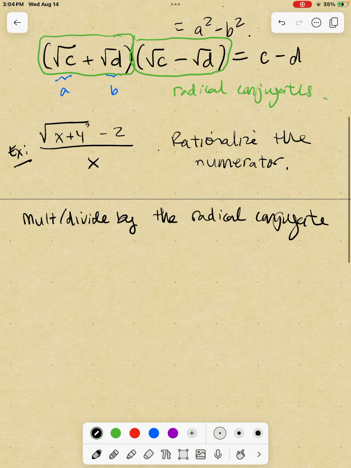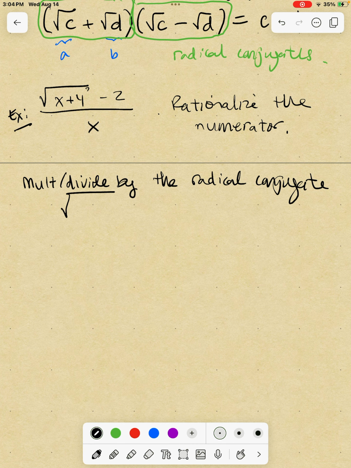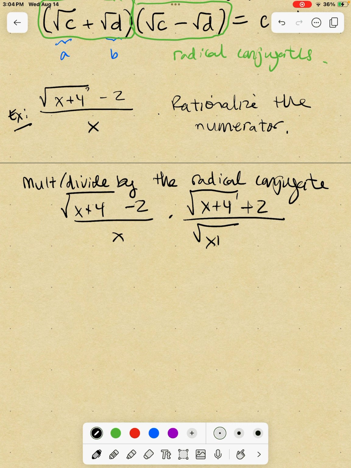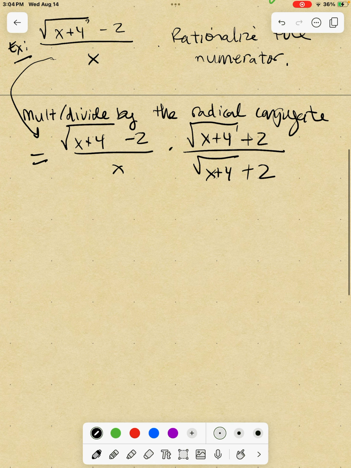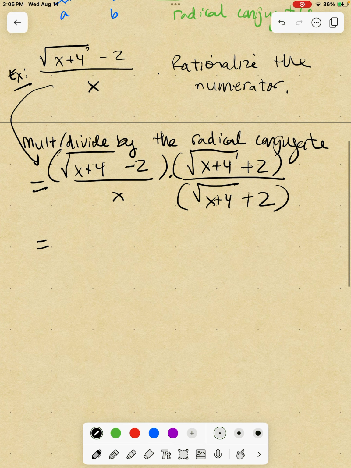Going back to this example, I have this, and now I'll multiply and divide by the radical conjugate. So this expression is equal to that. Now I need to distribute, and I have a difference of squares on the top, because I have this times that. If you want, you can put parentheses, it's fine if it helps you. So I have an a minus b times a plus b on the top.